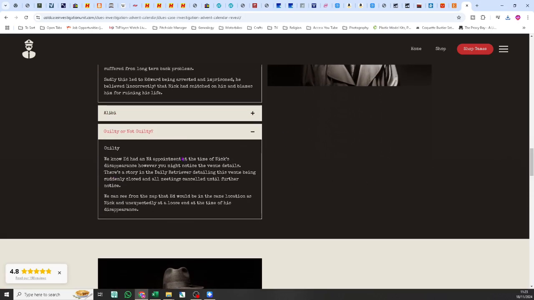We know Ed had an NA appointment at the time of Nick's disappearance. However, you might notice the venue's details. There's a story in the Daily Retriever detailing this venue being suddenly closed and all meetings cancelled until further notice. I actually missed that, to be absolutely honest with you. We can see from the map that Ed would be in the same location as Nick and unexpectedly at a loose end at the time of his disappearance.